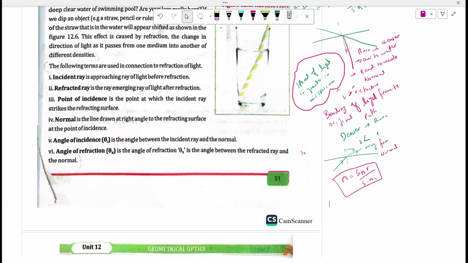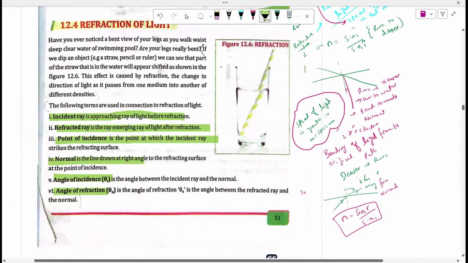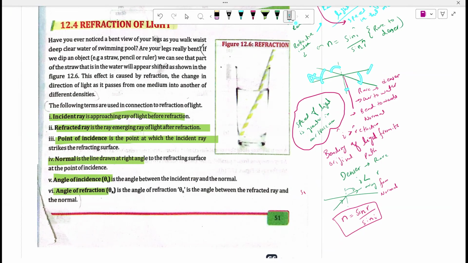The same points are repeated again. Incident ray, approaching ray of light before refraction, after refraction, point of incidence, normal, angle of incidence, angle of refraction. They all have the same meaning. And again, I repeat one more time, we would always take these two angles, never with the surface. These will always be wrong. We always need to take the angle between the ray and the normal, not any other angle.